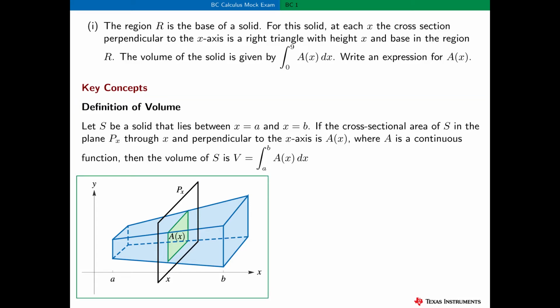Here's an illustration of this definition. The solid S is shaded blue. The plane P sub x passes through x and is perpendicular to the x-axis. The intersection of the plane P sub x and the solid S is the green shaded region, and capital A of x represents the area of this region. This definition tells us that if we can find an expression for A of x, then we can use a definite integral to represent and then find the volume of the solid S.